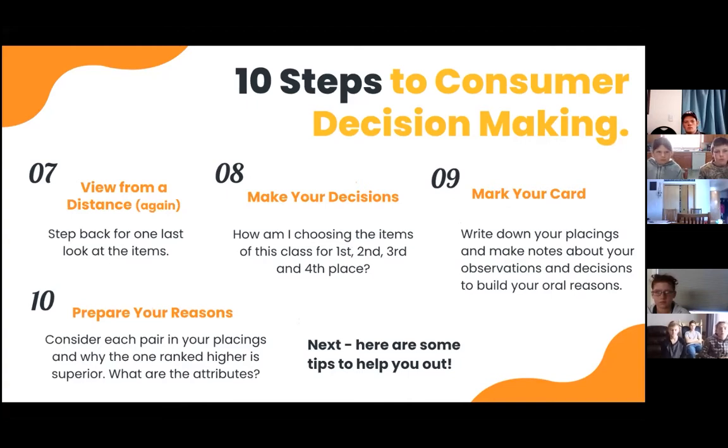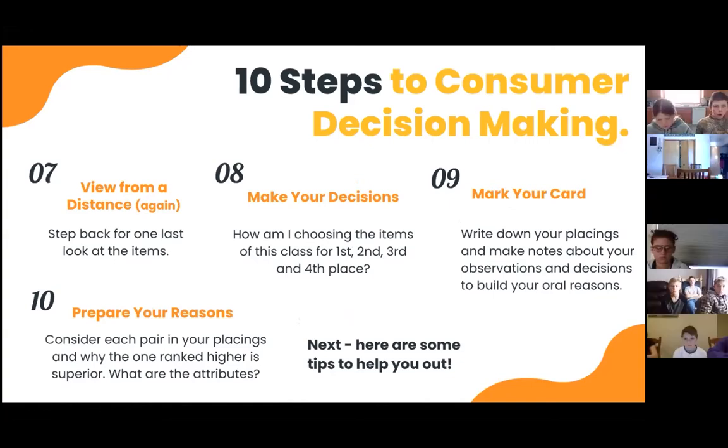Okay, on to number 7. Step back and view from a distance again. Is there anything that you noticed up close that makes you change your mind about the ranking? Were they all within the budget? Are the tires all legal for highway use? If you can't afford one, you know where it places. Even an illegal tire is better than no tire at all.